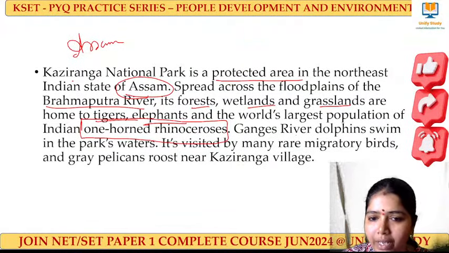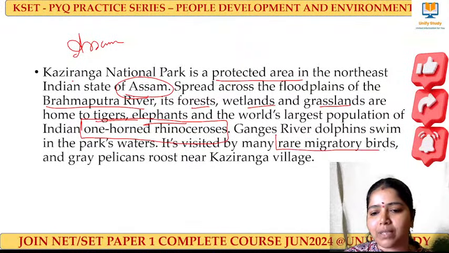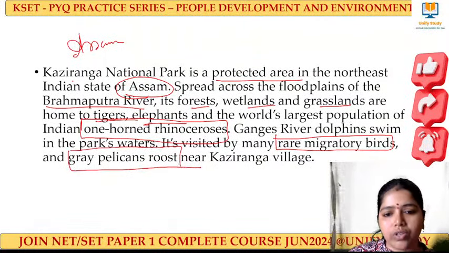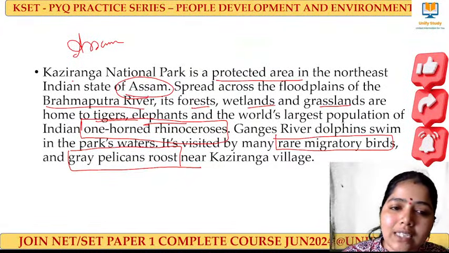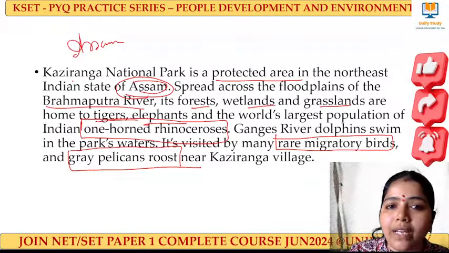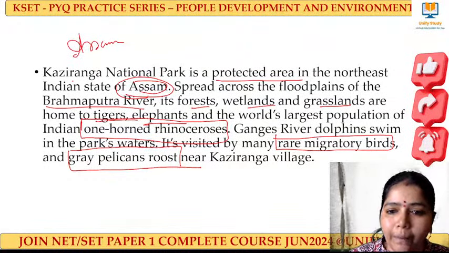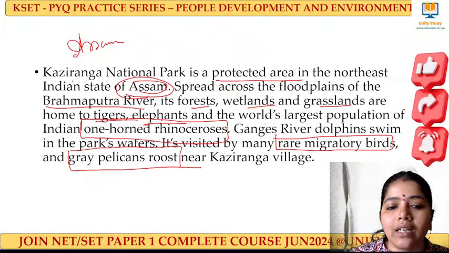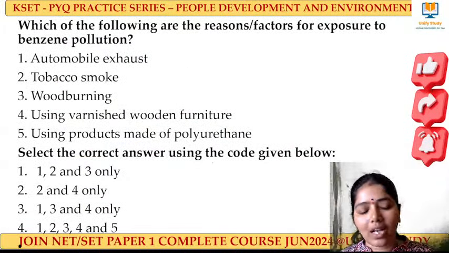Right? And Ganges River dolphins swim in this park's waters. It's visited by many rare migratory birds, and crab pelicans roost near Kaziranga village. Okay, very good. Assam, Assam. So Kaziranga National Park is located in Assam, and Gaj Utsav 2023 was also celebrated in this park. The most famous one is the one-horned rhinoceros. It has wetlands and grasslands, and is home to tigers, elephants and one-horned rhinoceros. Very good, clear. Next, to the last question of today's class.